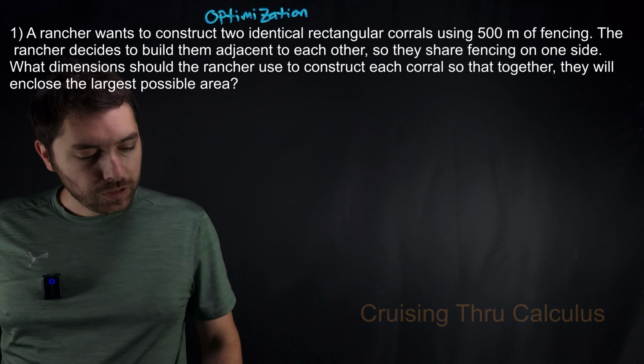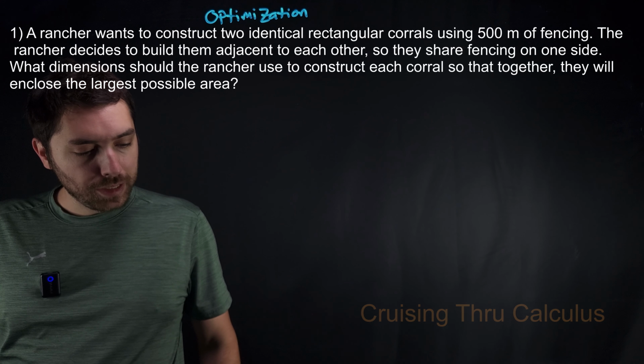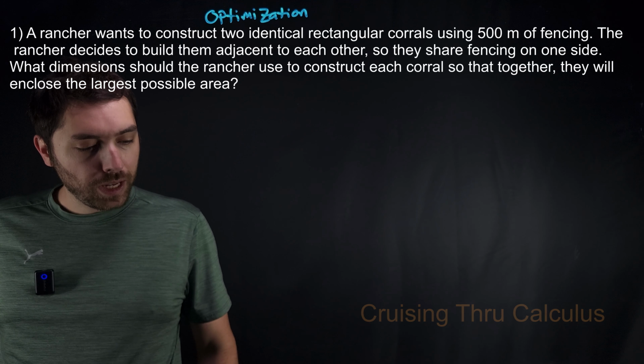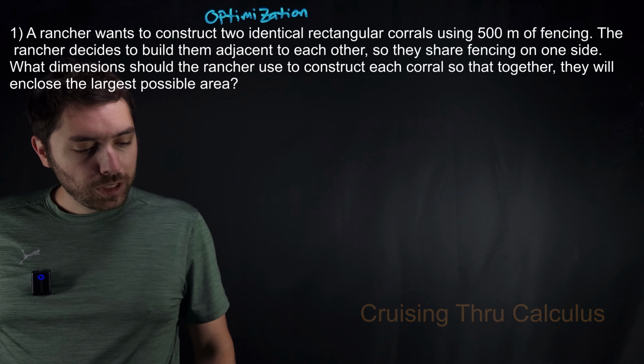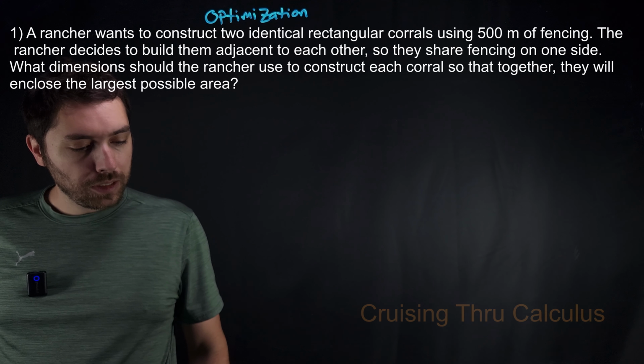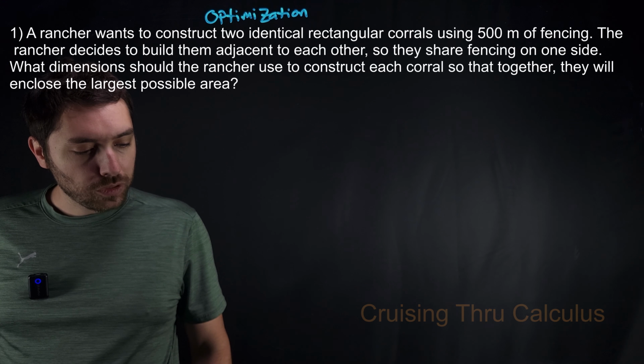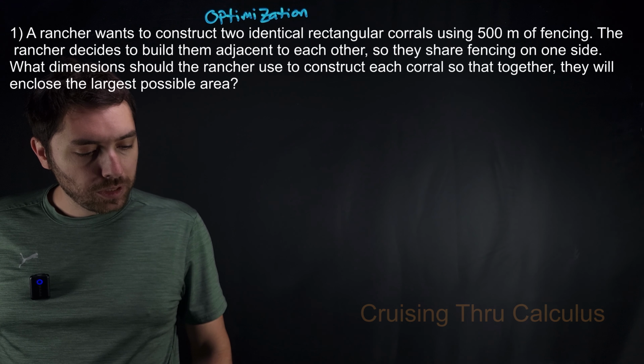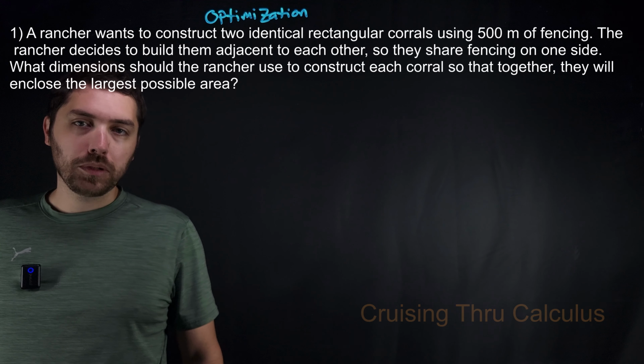Our first problem says, a rancher wants to construct two identical rectangular corrals using 500 meters of fencing. The rancher decides to build them adjacent to each other, so they share fencing on one side. What dimensions should the rancher use to construct each corral so that together they will enclose the largest area possible?